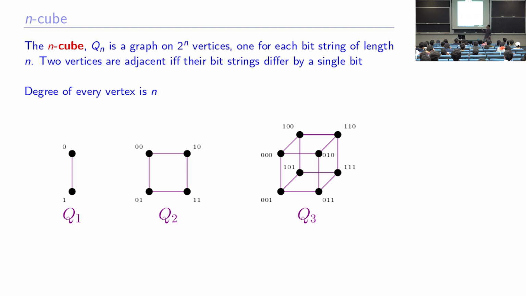Now why is there an edge between 001 and 101? How many bits are different between them? Just the first bit. Why is 001 not adjacent to 110? All the bits are different. Yeah, there are 3 bits different, so they are not adjacent to each other. Is this clear? Yes? What is the degree of a vertex in Qn?